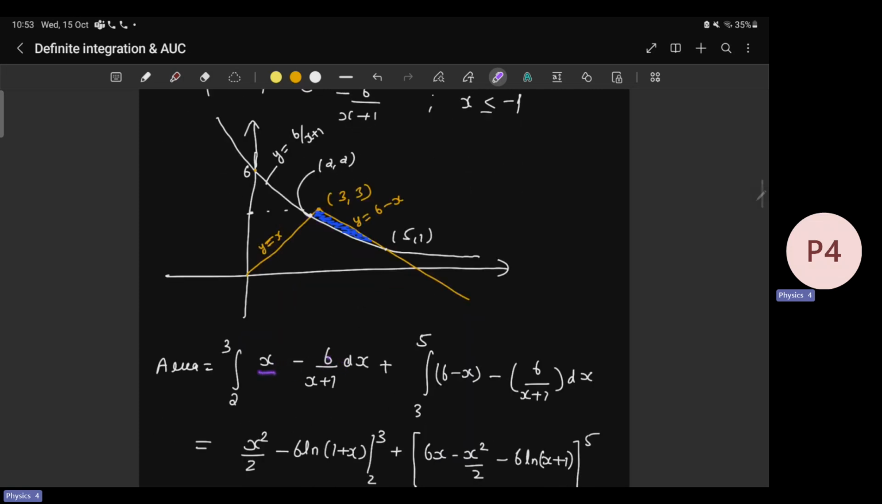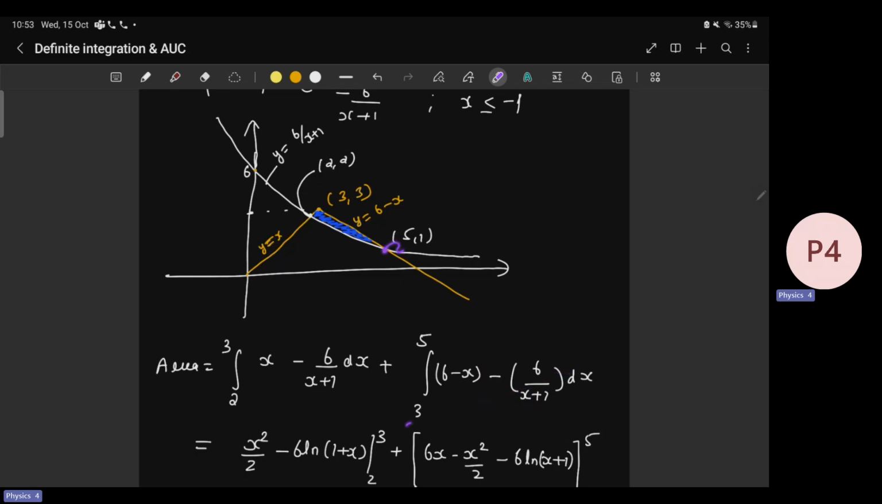So x minus 6 upon x plus 1 in interval 2 to 3. Now from here onwards, on the right hand side, the upper function is y equals 6 minus x. So integrate 6 minus x, upper function minus lower function, that is 6 upon x plus 1. Now integrate 3 to 5.